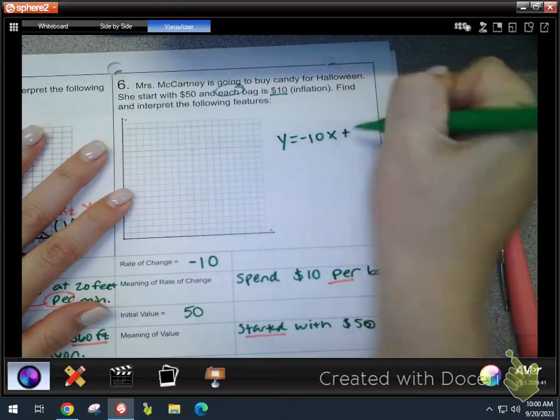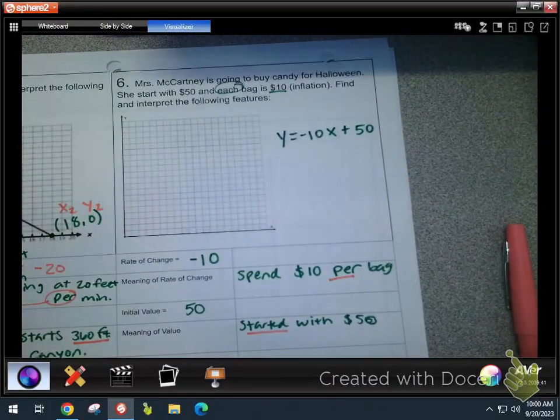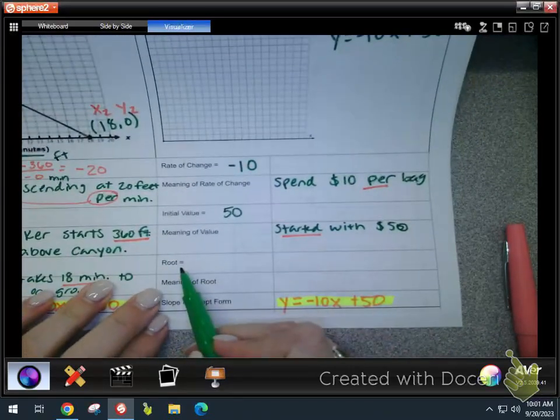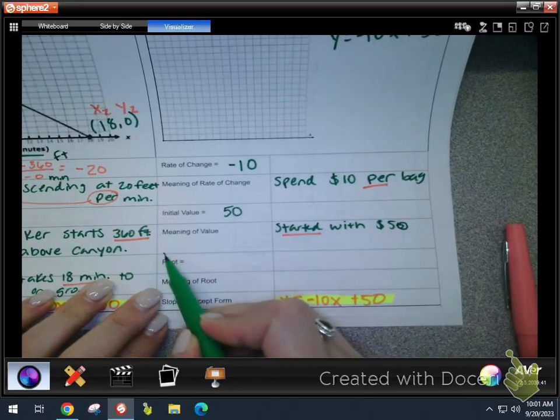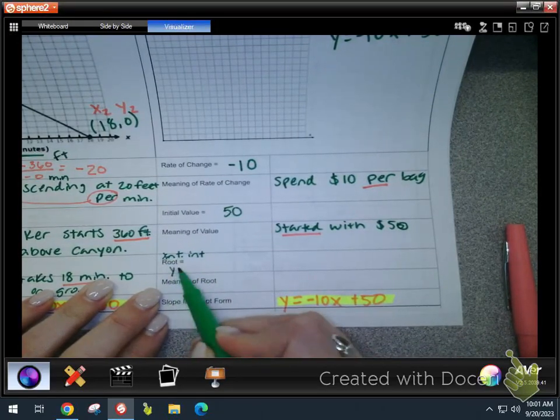Take out the y. What? Well, you don't take out the y. What do you put in place of y? A 0. Why do we do that? What is a root? X-intercept. It's an x-intercept, and what happens with x-intercepts? The y value is 0.